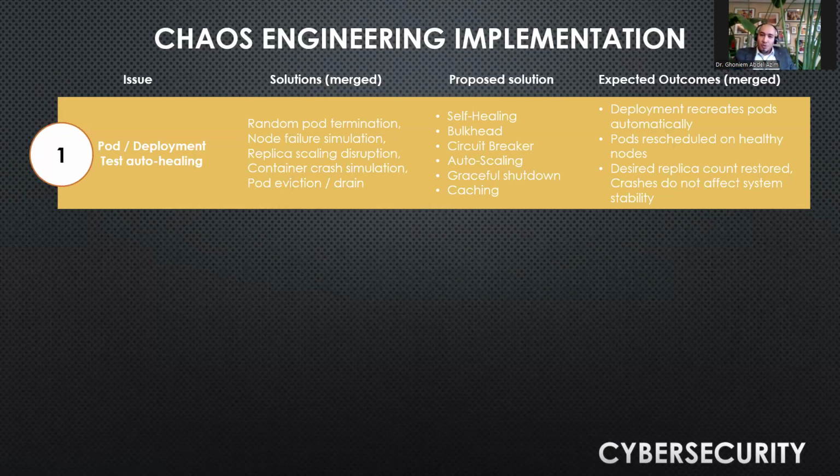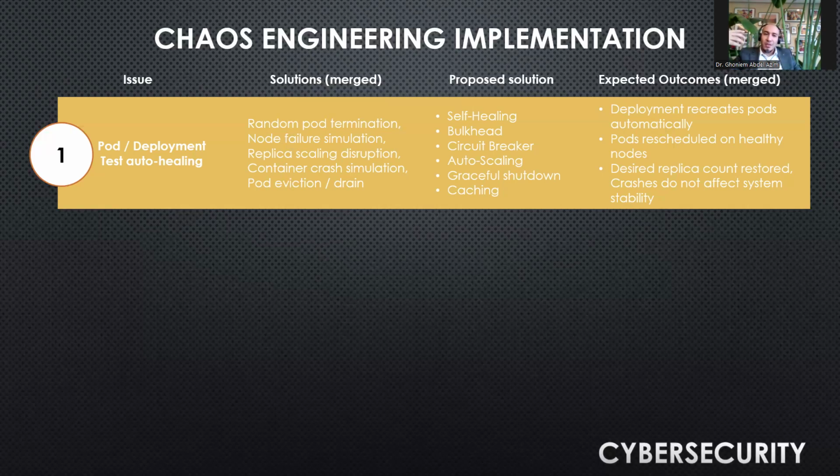Number 1, the solution should provide self-healing, which should be implemented at the infrastructure level. Number 2, the bulkhead. By bulkhead, we mean full segregation of the resources of the solution from one microservice to another. So since we are shutting down one of the pods, it will not impact the other containers, the other microservices. Implementation of the circuit breaker design pattern.